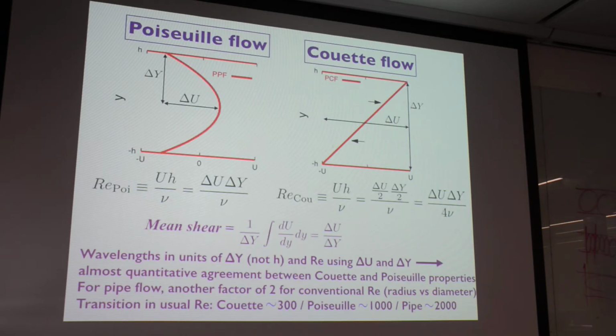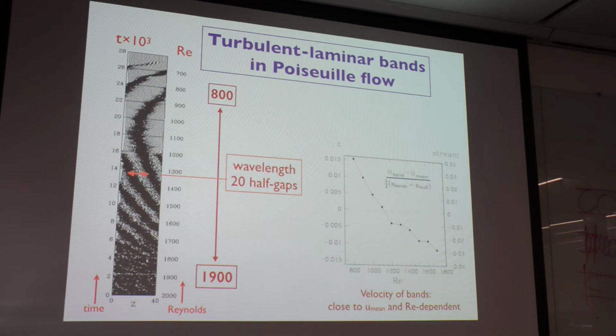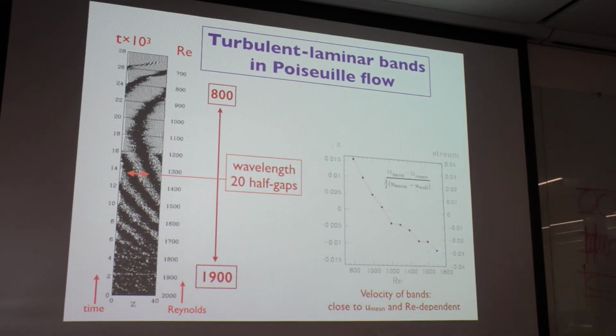Okay, so now let me talk about something which may seem like a technical detail, but I like it. As we said, the wavelength was 20 half gaps, whereas in Couette flow it was 40 half gaps.